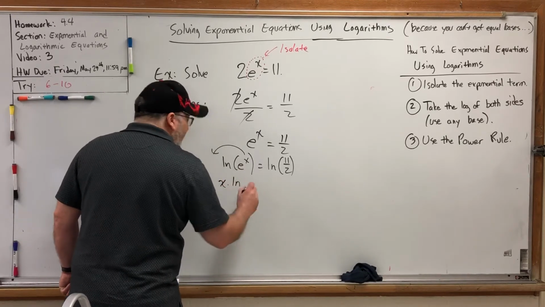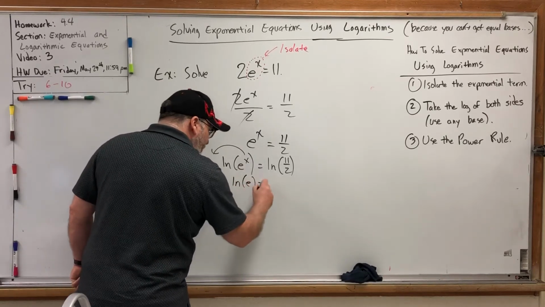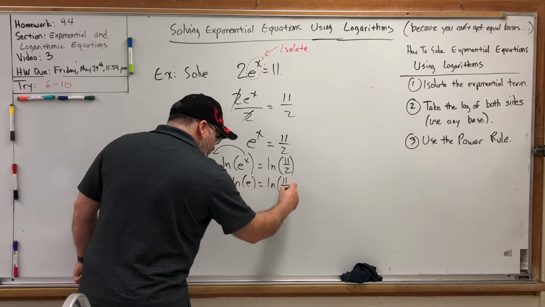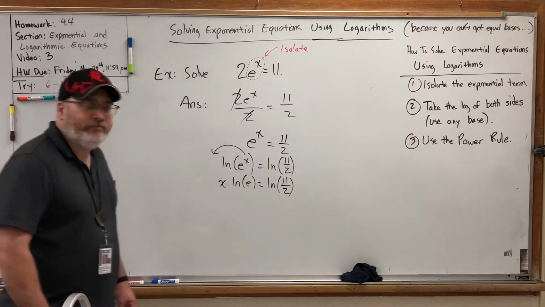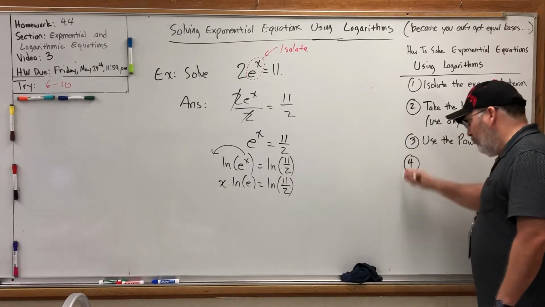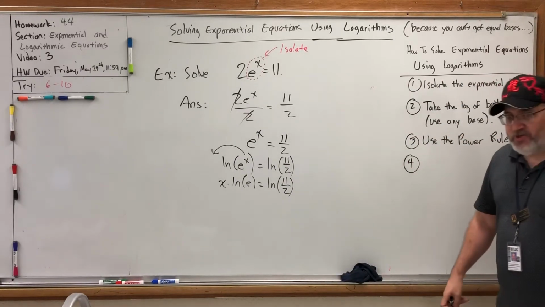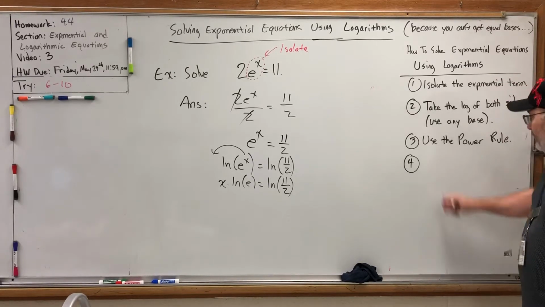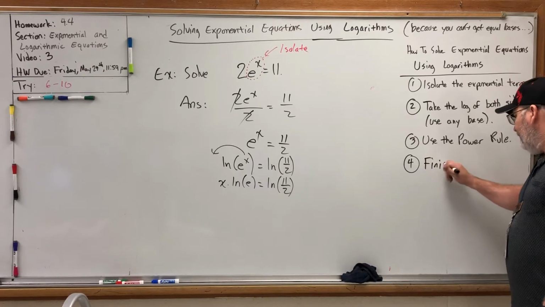So x times the natural log of e equals the natural log of 11 over 2. At this point, the x, or whatever the variable is, should be in a position where you can easily solve for it. So, finish solving.